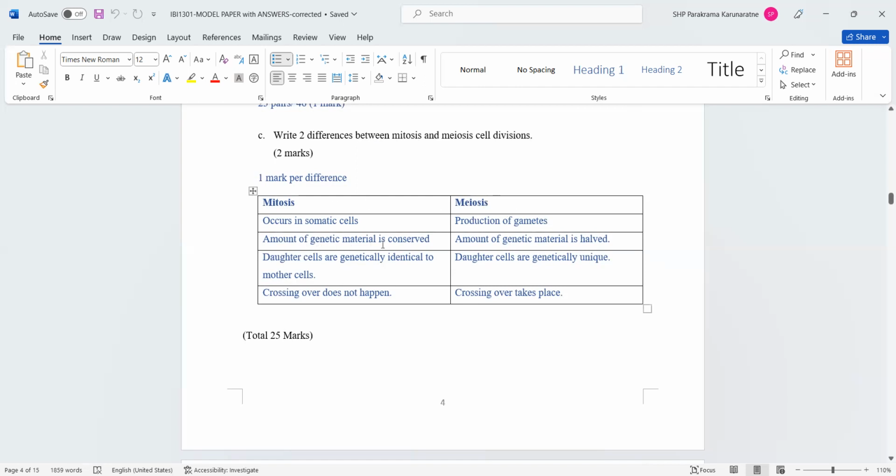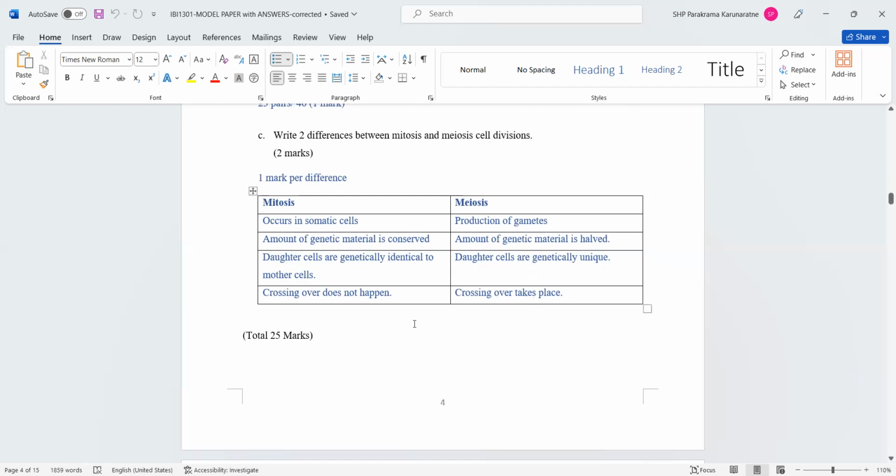And in mitosis, the amount of genetic material is conserved. That means in the parent cell and the daughter cells, you always get the same amount. But in meiosis, the amount of genetic material is half, because in the daughter cells you find only half of the material which the parent had. And in mitosis, the daughter cells are genetically identical to the mother cells because they have the same number of chromosomes. But in meiosis, the daughter cells are genetically unique because they have only one from each pair, right? In mitosis, crossing over does not happen. In meiosis, during the cell division, crossing over can take place.